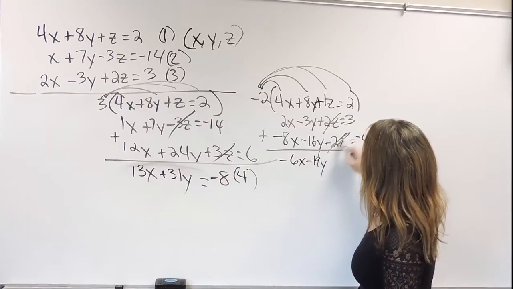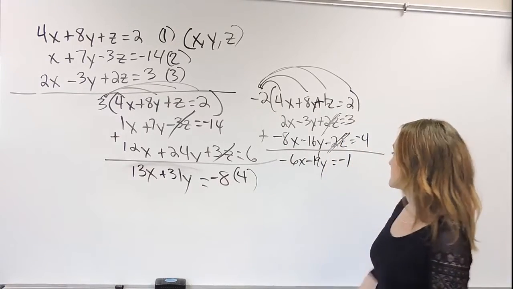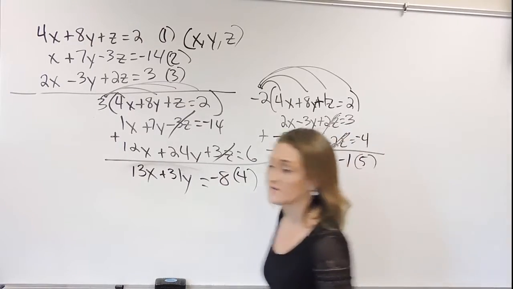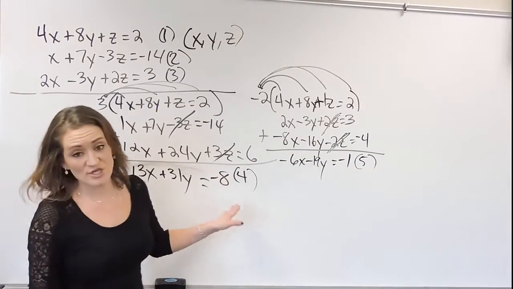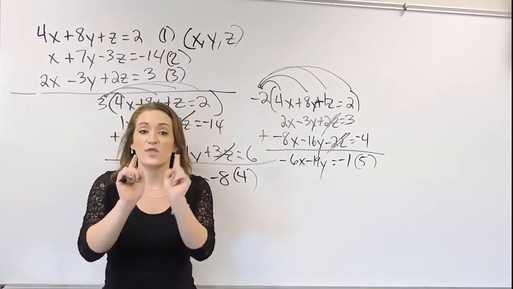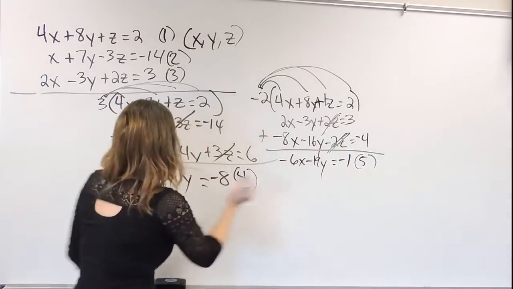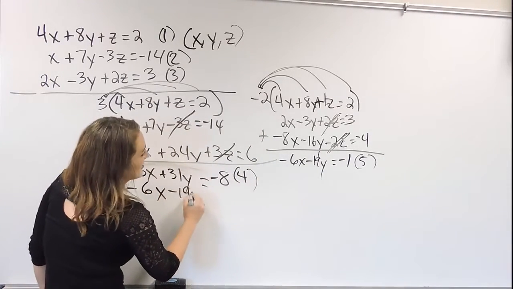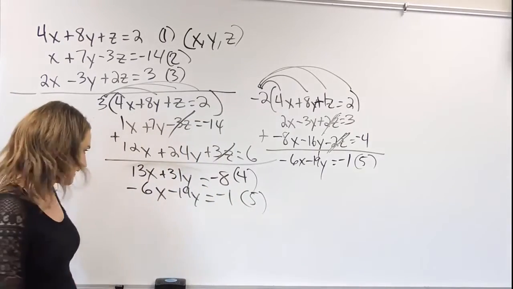And 2z minus 2z, those cancel. 3 plus negative 4 is a negative 1. I'm going to call this equation 5. Now what we need to do is take equation 4 and equation 5 and do the elimination method with those. So I'm going to take equation 5 and put it right down below equation 4 so I can take a look at these two equations and see what's going on here.